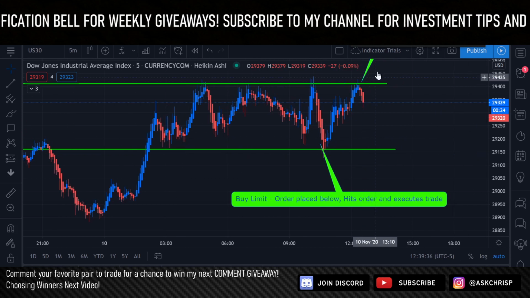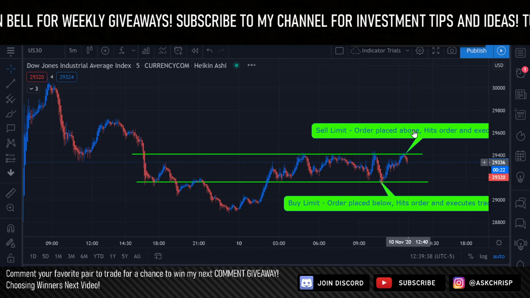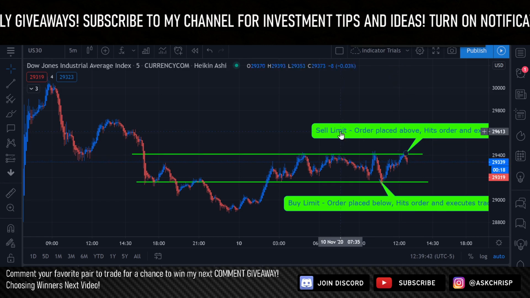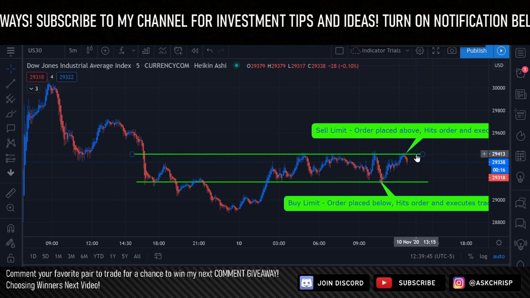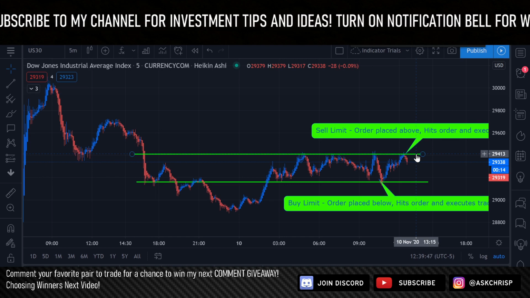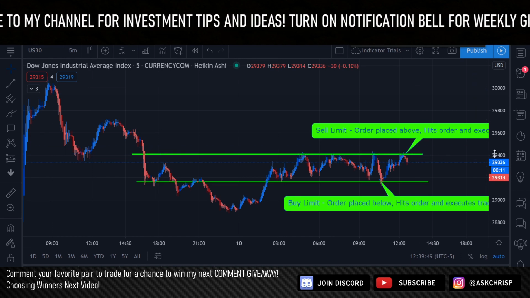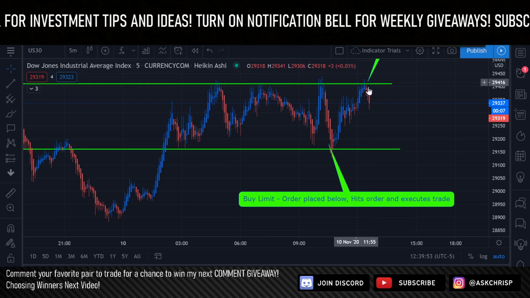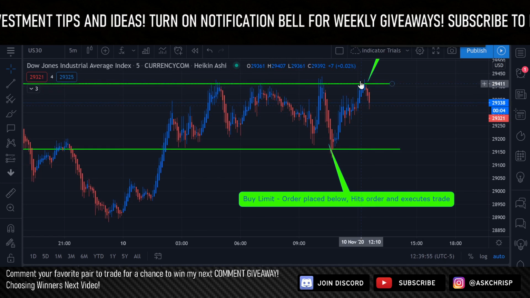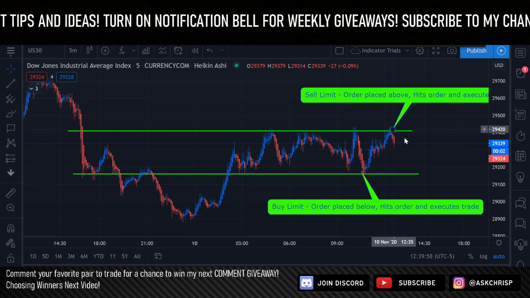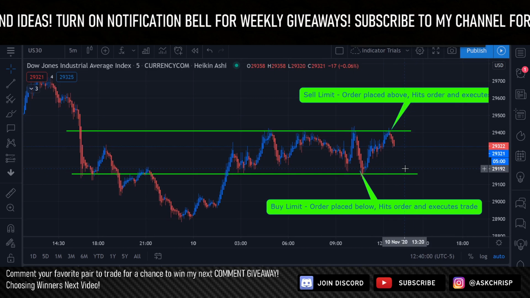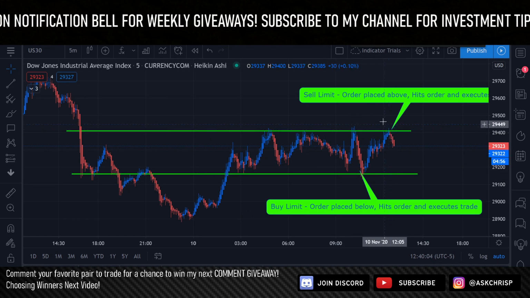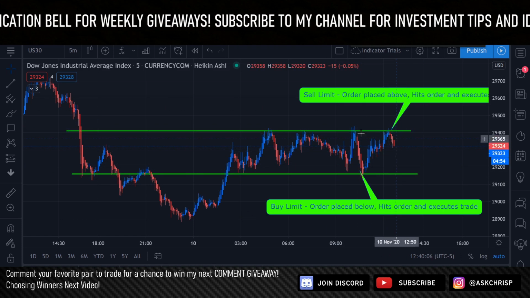As you can see here, I have this area marked off. That green line will be my sell limit, and I have my sell limit at 29,413. If you're not familiar with what a sell limit is, it's when the price comes up to this area, touches the area, and then opens the trade.